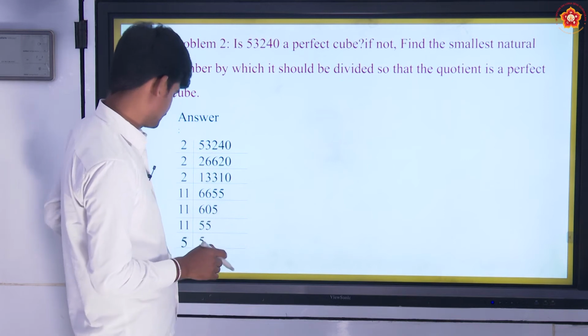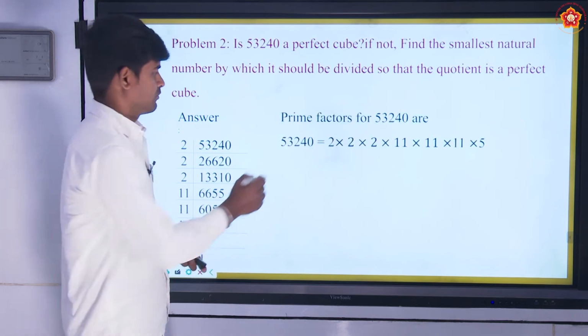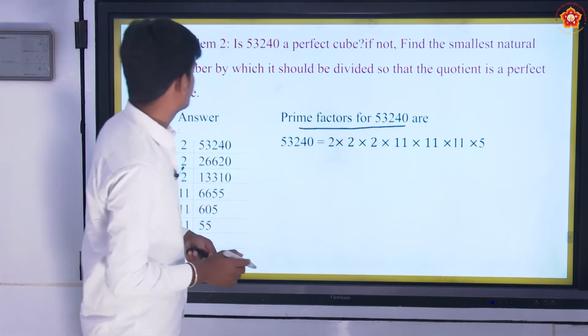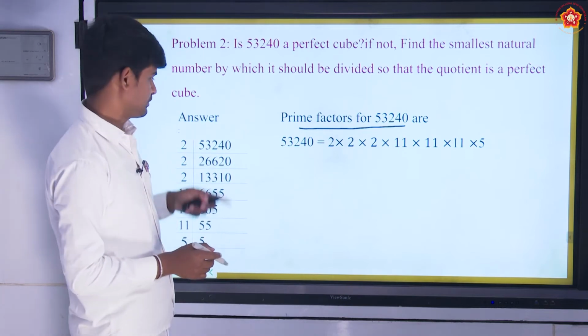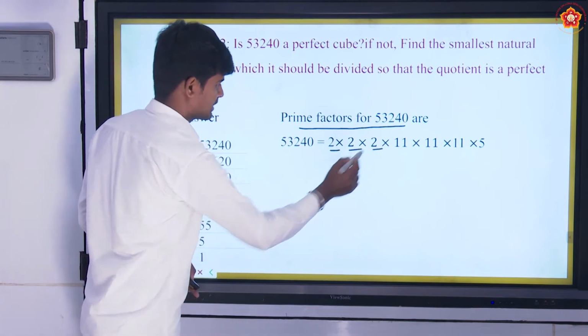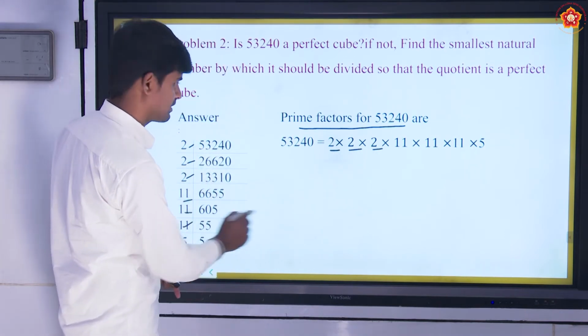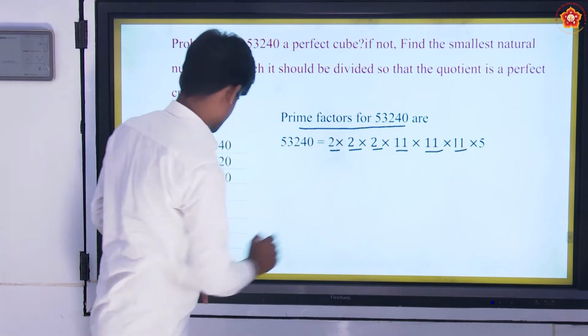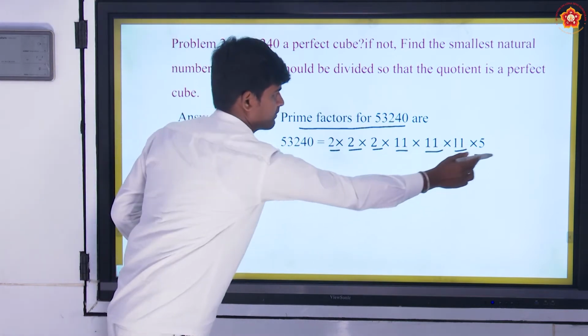Now we write the prime factors of 53240. The prime factors are 2 into 2 into 2, 11 into 11 into 11, and 5.